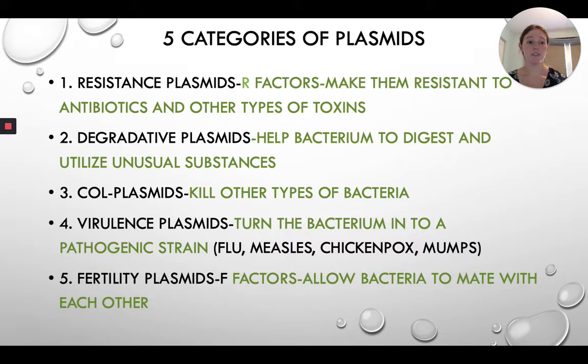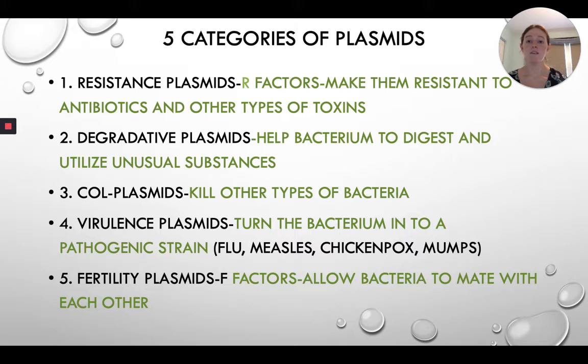It would be one of these 5 types of advantages that the cell would be getting. The first one is a resistance plasmid. They call it an R factor. It makes them resistant to antibiotics and other types of toxins. The second one is a degradative plasmid. This is going to help bacteria to digest and utilize unusual substances.